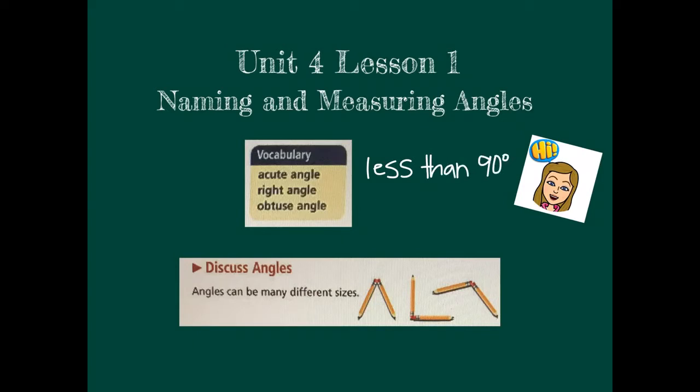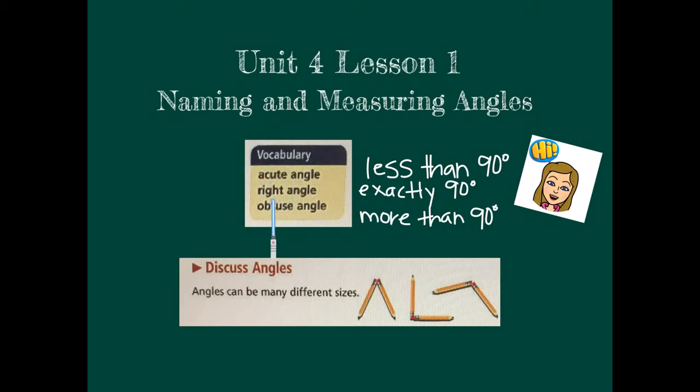Now, 90 degrees is the measure of our next angle, which is a right angle. A right angle is always exactly 90 degrees. And then we have our last type of angle, which is called obtuse angle. And those angles measure more than 90 degrees. Now, the important thing to remember is that our acute angles need to measure more than 0 degrees, but less than 90 degrees.